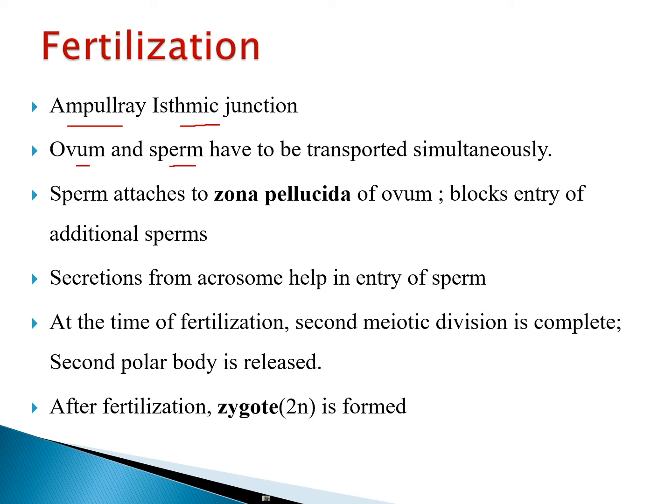Once the sperm and ovum meet, the sperm attaches to the zona pellucida layer of the ovum. As soon as one sperm enters the zona pellucida, it blocks the entry of additional sperm. For the attachment and the breaking of the wall, secretion from the acrosome helps the sperm get inside the ovum. At the time of fertilization, the second meiotic division, which was still pending in the secondary oocyte, happens and the second polar body is released. The result of fertilization is the zygote, which is diploid in nature.